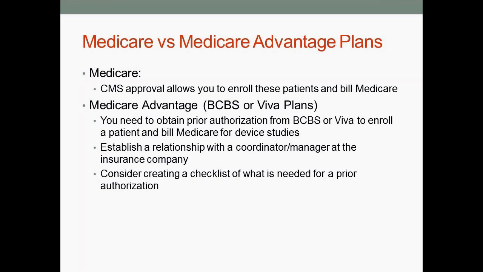So with Blue Cross Blue Shield, if it's a Blue Cross Blue Shield Advantage plan, you actually have to submit for a prior authorization. They're not saying they won't approve it, they're saying you need to get authorization before you enroll that patient. And they have some materials that they require. They require a letter from the doctor. They require some medical history, some information about the study. And you have to do that for each patient that you would enroll on study.